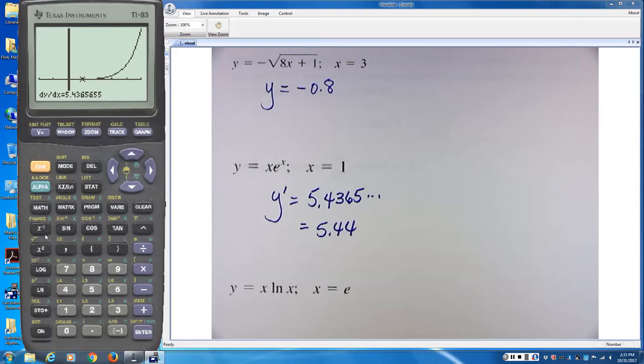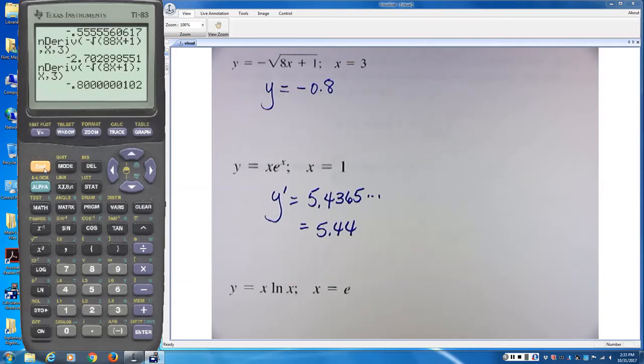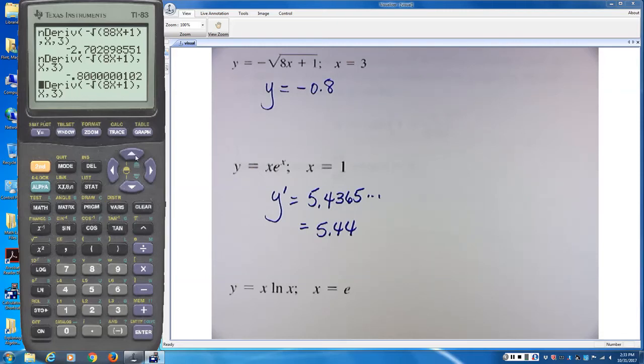Okay? If you do it on the home screen, you should get the same answer. So nDeriv, I'm just going to change the function: x, second e to the x, with respect to x at the value 1. So you can do it on the home screen or you can do it on the graph, depending on whether you wanted to graph it to begin with.